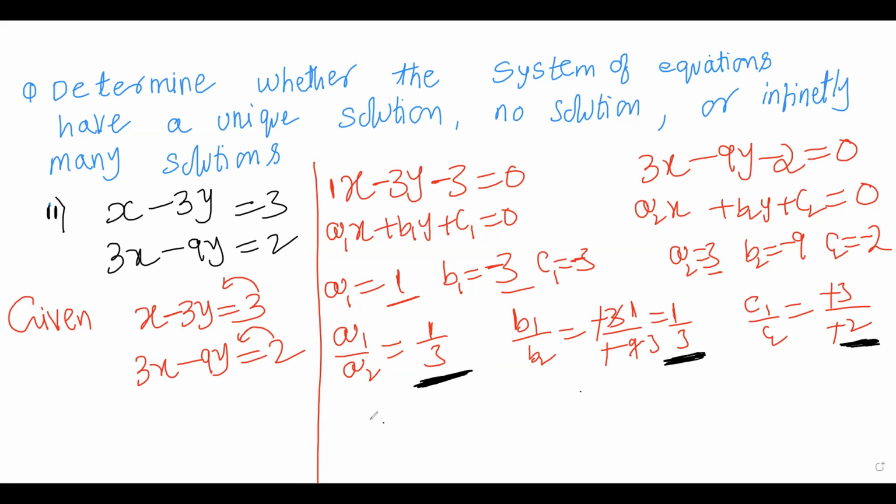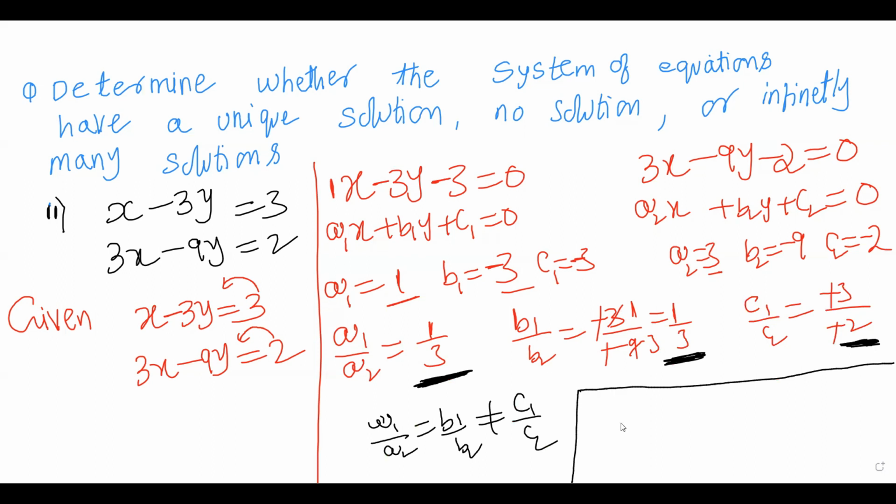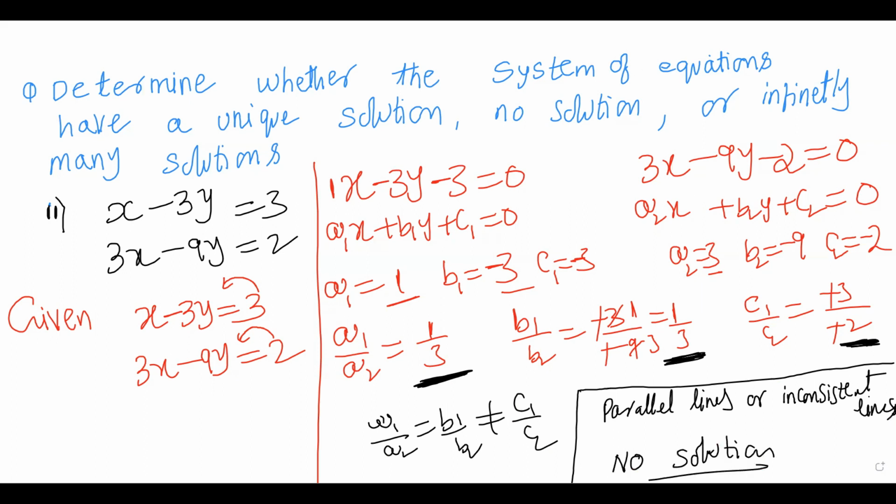These two are equal. That means A1 by A2 is equal to B1 by B2 and not equal to C1 by C2. So what does this condition say? This condition says that the lines are parallel lines. Parallel lines are also called inconsistent lines. Parallel lines will never meet, so they don't have any solution. So the answer is no solution. These lines do not have any solution.